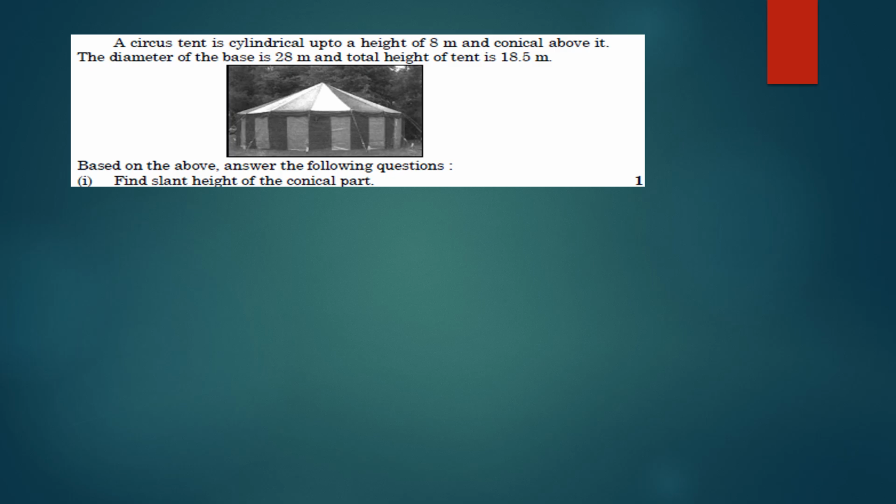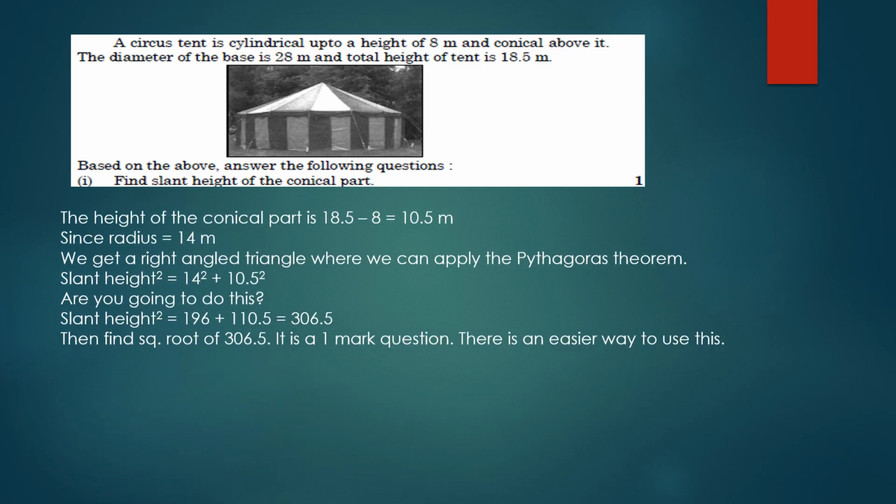This is a board question, 2025 or 2024. Look at this. It's just a 1-mark question. It's like an MCQ. If you have to find the slant height of the conical part, you know that you have to use the Pythagoras theorem. So you need the height of the conical part and the radius. Radius is given, it's 14 meters. Height of the conical part is total height minus height of the cylindrical part. So that becomes 10.5 meter.